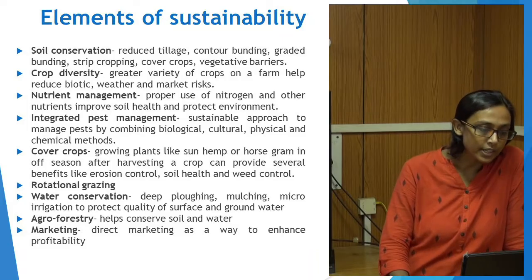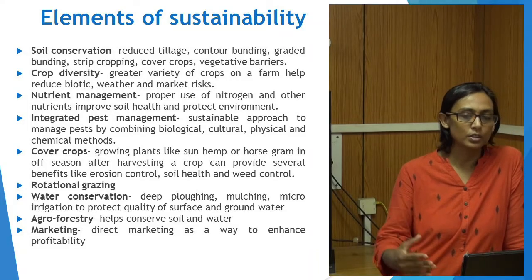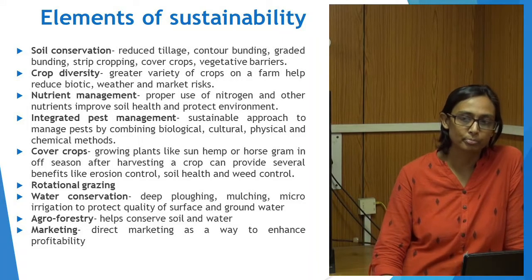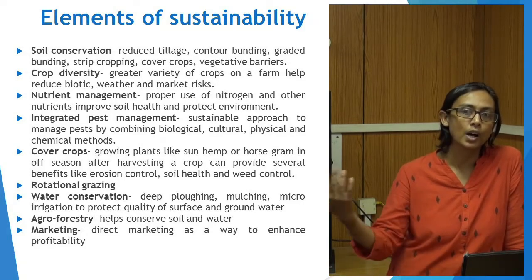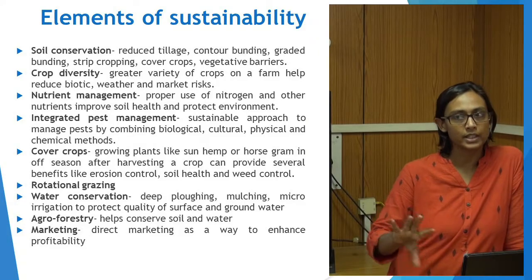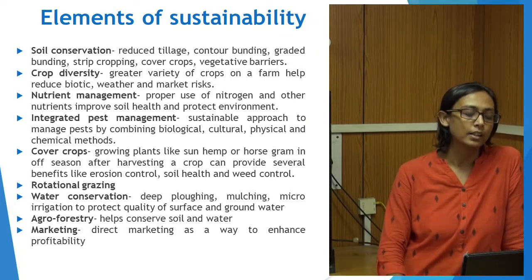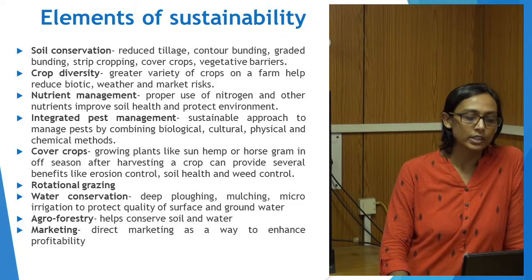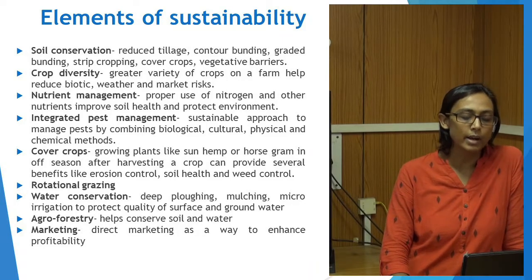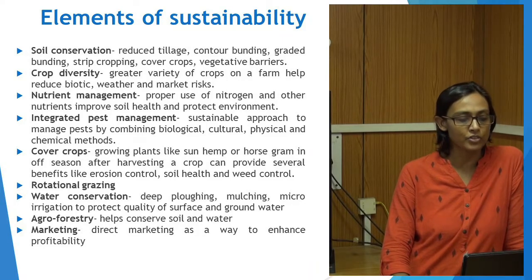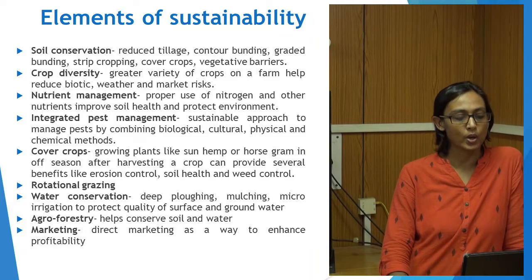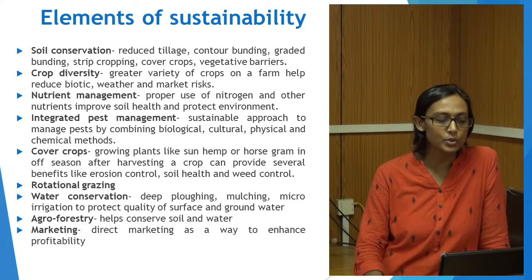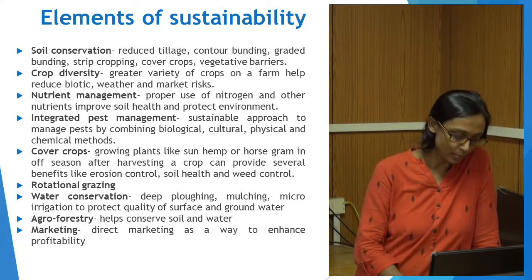Next is rotational grazing. You keep animals to graze on certain land for a period of time, and then you cultivate that land and leave animals on the next land for grazing. Water conservation means deploying mulching and micro irrigation to protect the quality of surface and groundwater. Agroforestry helps conserve soil and water, and marketing includes direct marketing as a way to enhance profit.